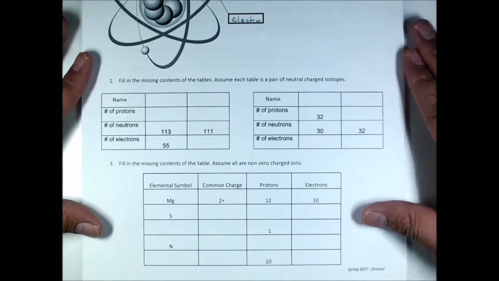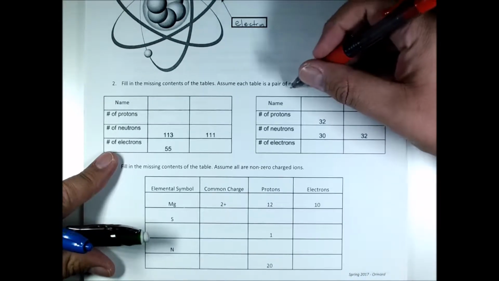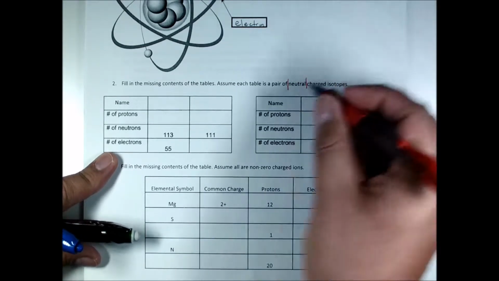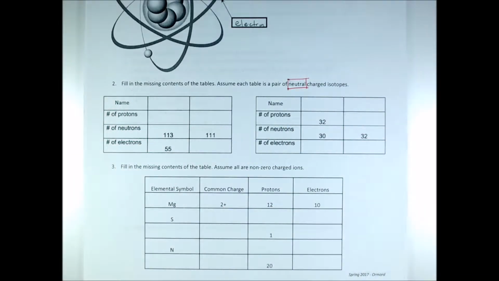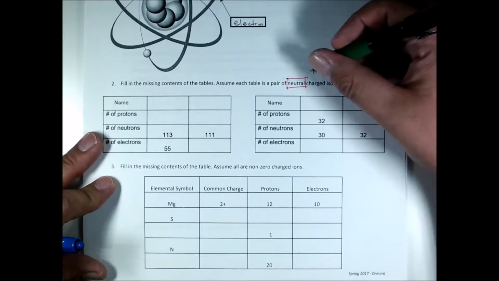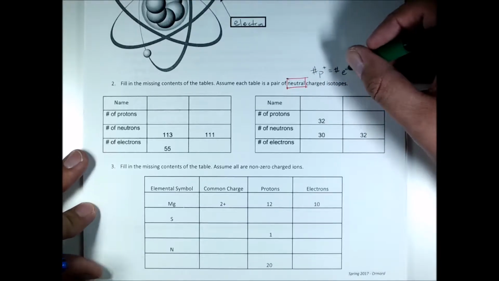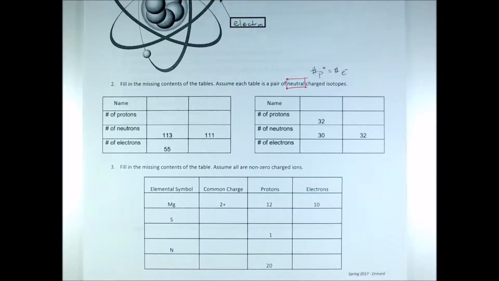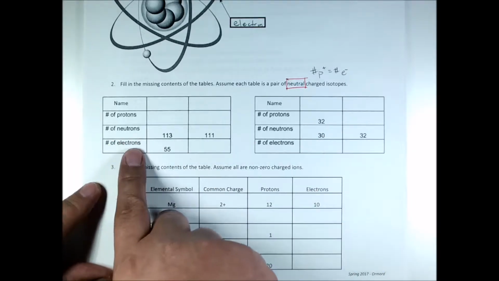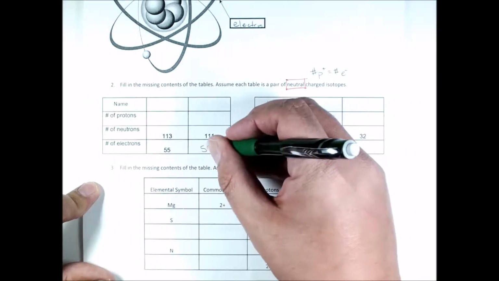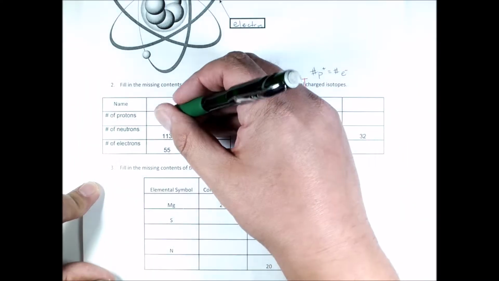To fill in the table with some isotopes, I do want to point out that the key word here is neutral. And what that tells me is that the number of protons and electrons are equal. So we can say the number of protons is equal to the number of electrons. And we need to know that because if they weren't equal, we wouldn't be able to answer this one. Since these are isotopes, their electron count should be the same, and the number of protons should be the same.